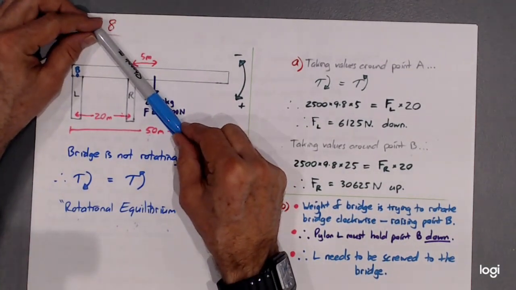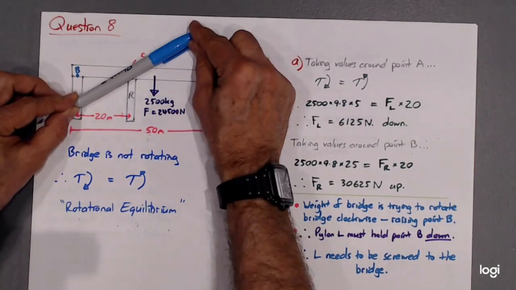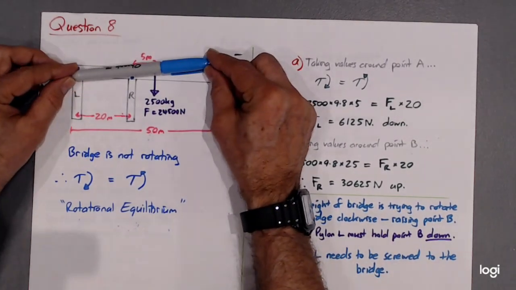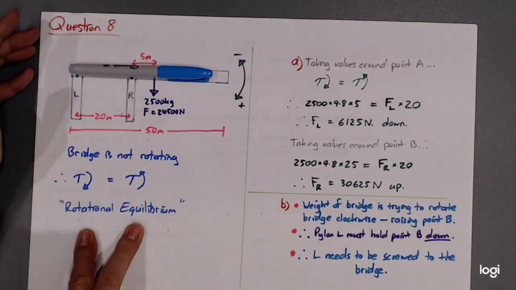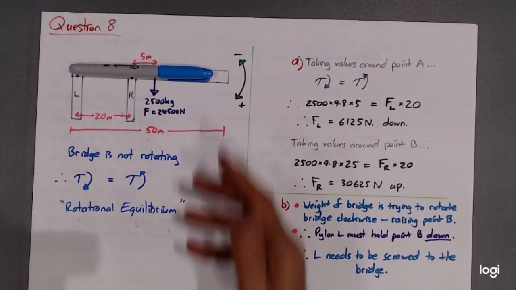So the right pylon, if you were the right pylon, if that pylon went and you were standing under there holding the bridge up, you would have to be pushing that bridge up with 30,625 newtons to hold it there.